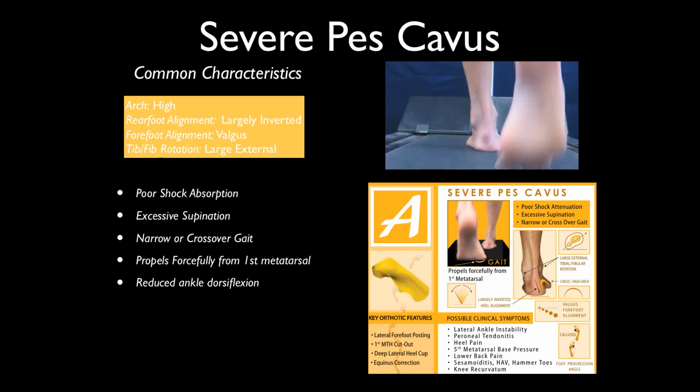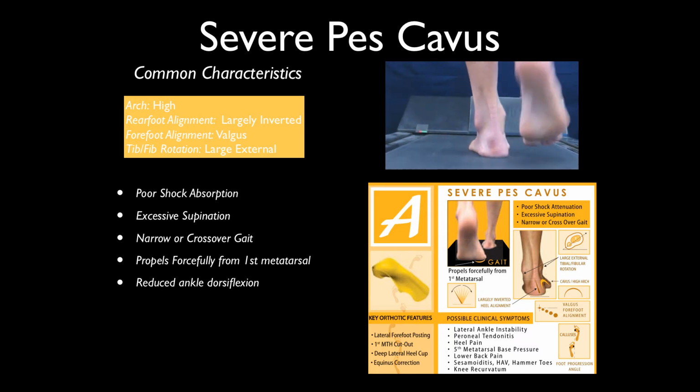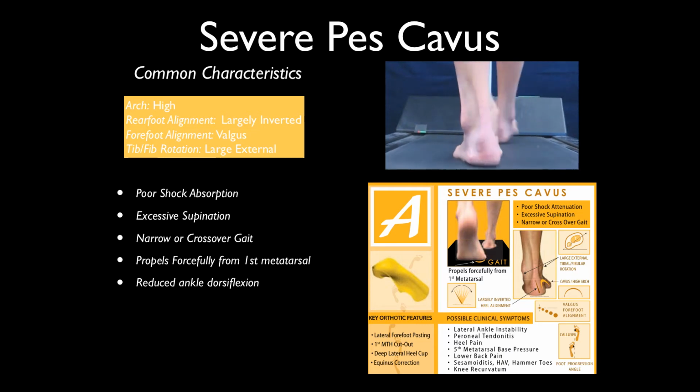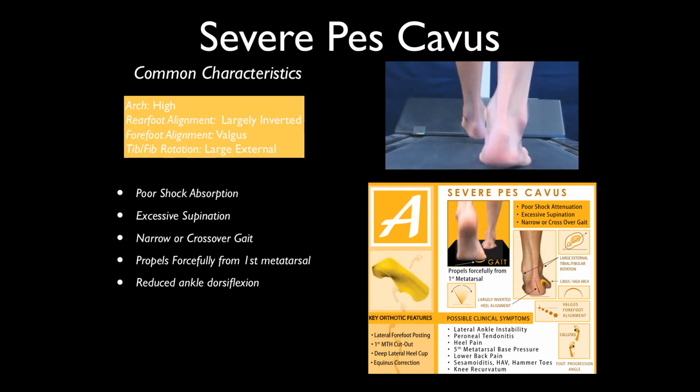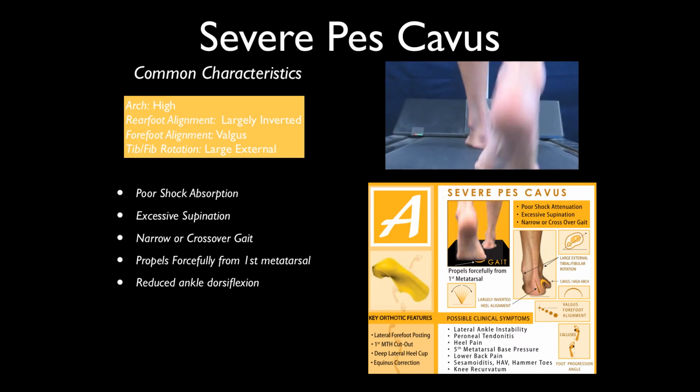The common symptoms that we typically see with a severe pes cavus is that this foot type does not have adequate motion, and these people often suffer from lateral ankle instability, tightness of the peroneals, frequently getting peroneal tendinitis. They have heel pain and often low back pain.